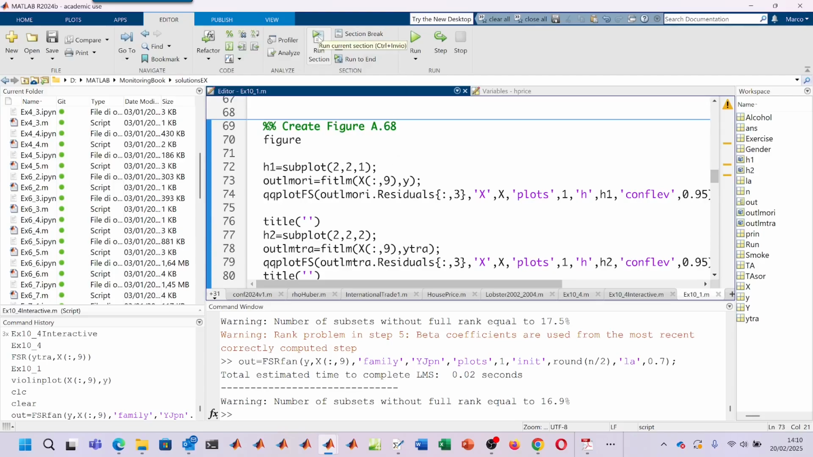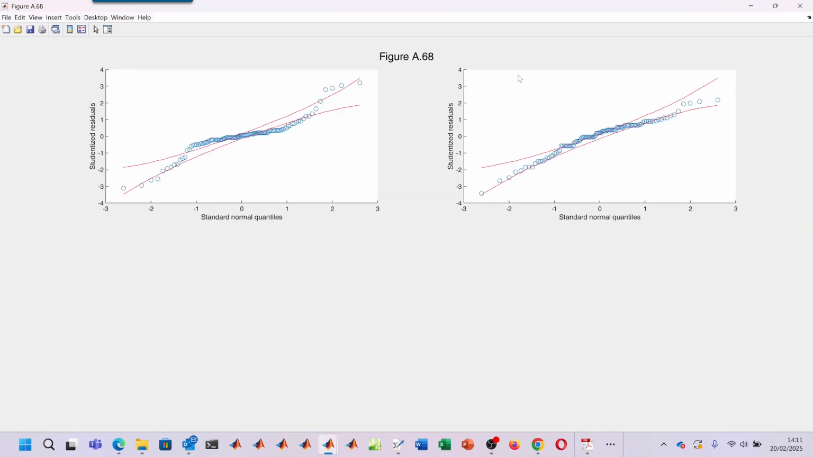This is figure 8.68, and there is a big difference between these two residuals. The left panel refers to the original scale, the right panel refers to the transformed scale using lambda equal to 0.7. The QQ plot for the untransformed data in the left-hand panel shows symmetrical long tails, which are much reduced in the plot in the right-hand panel for the transformed data.